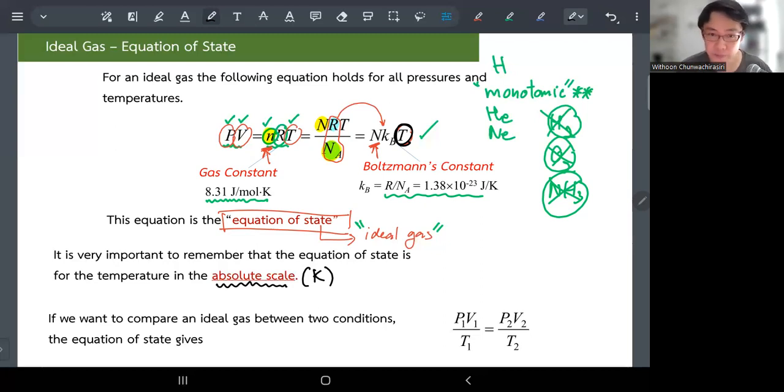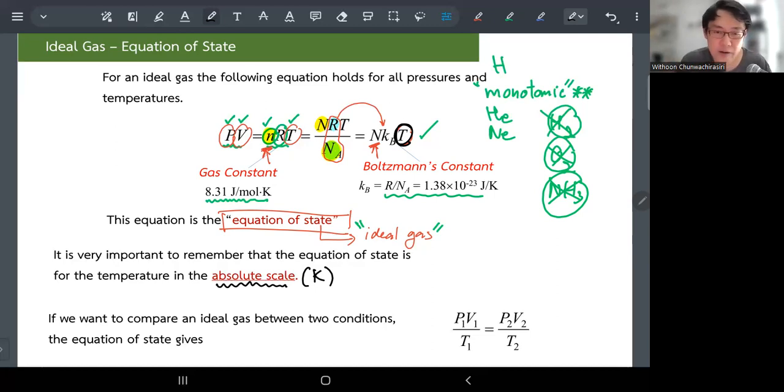Cool. Before we move on to any complicated stuff, the good thing about this equation is you can use it to explain any state of gases. That means sometimes if you want to compare two conditions, for example, you might take a gas and somehow expand the gas, compress the gas, raise the temperature of the gas, or whatever.